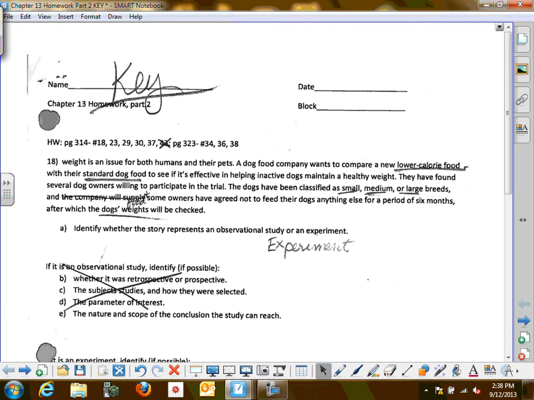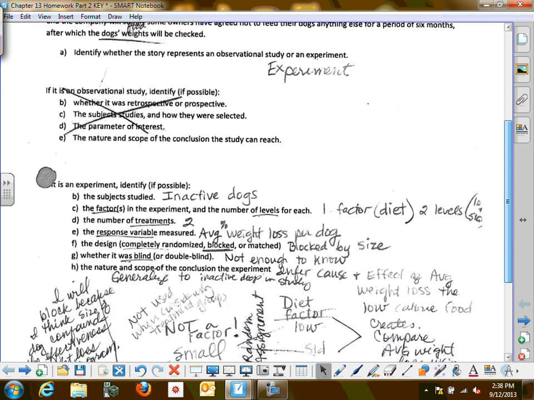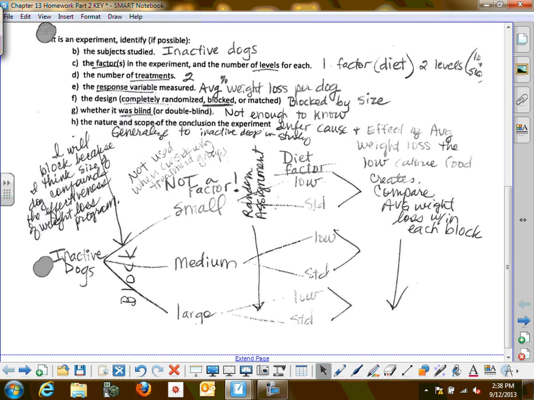Okay, I actually want to kind of throw you the answers here real quick. You did not have to do the experiment at the bottom. I happened to, but you did not have to. Probably the only thing that people missed on this was they thought that size of dog was a factor.